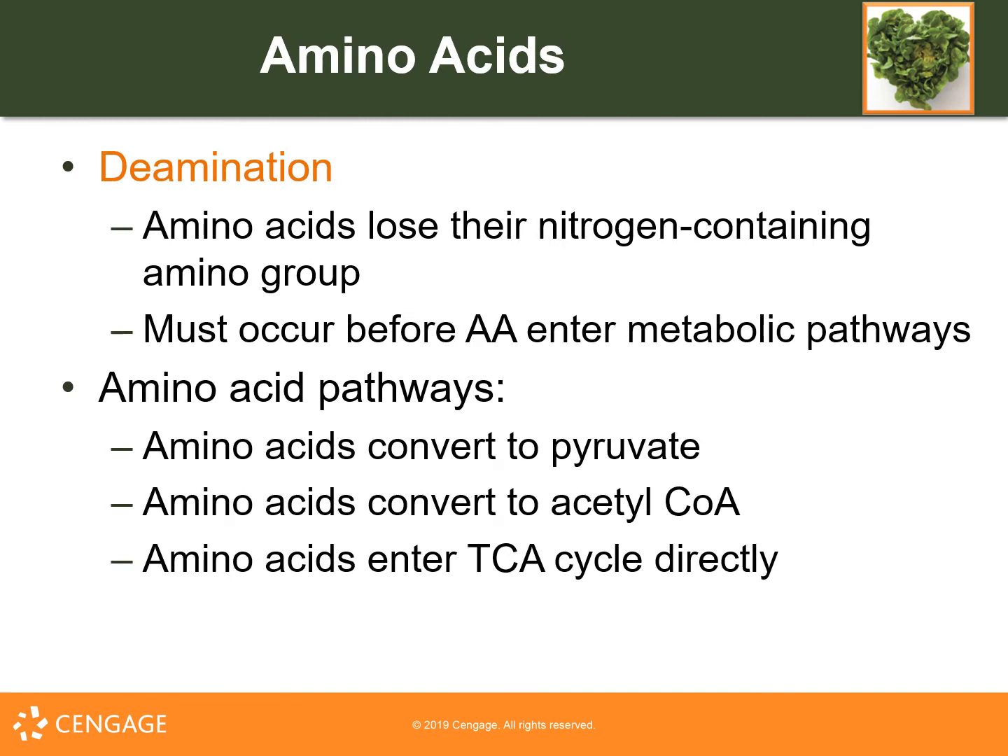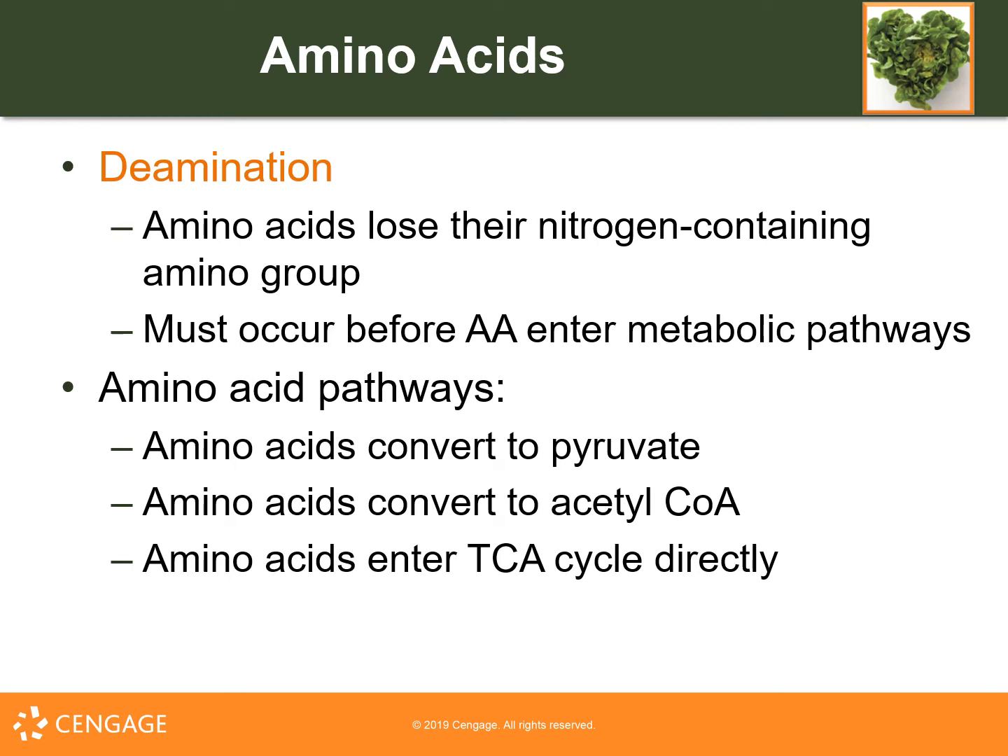Amino acids. Deamination. Amino acids lose their nitrogen-containing amino group. This must occur before amino acids enter metabolic pathways. Amino acids convert to pyruvate, which can provide glucose. Amino acids can convert to acetyl-CoA, which cannot make glucose, but can provide energy or make body fat.